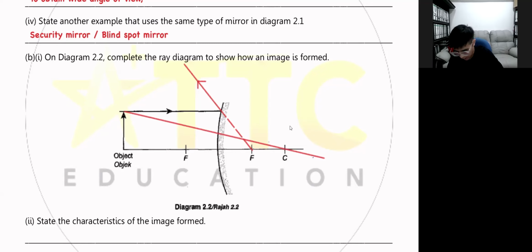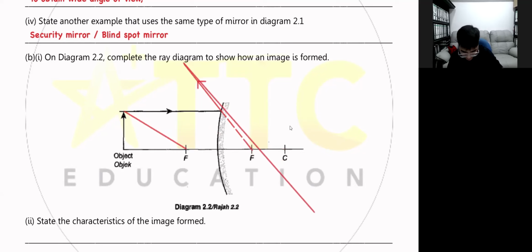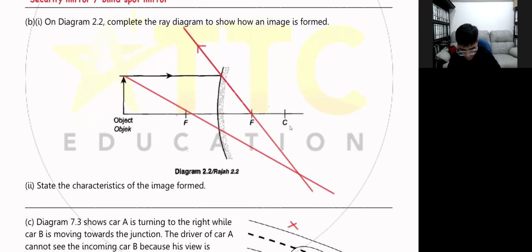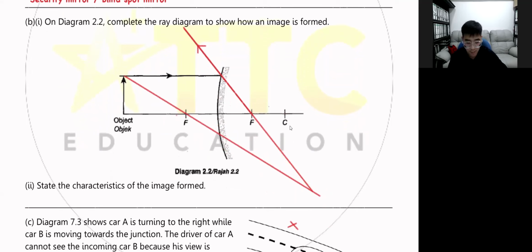Now, some students will ask, in the morning also some students asked, why can't we go to F? If you go to F, you will get an intersection also. But the intersection that you get will be a very weird one. Sorry, you will get an inverted image. But remember, I said just now that an inverted image will definitely be a real image, and you cannot get a real image using a convex mirror. A convex mirror only produces a virtual, upright, diminished image.